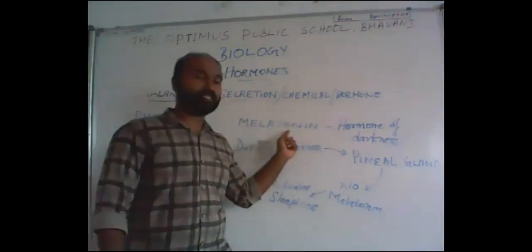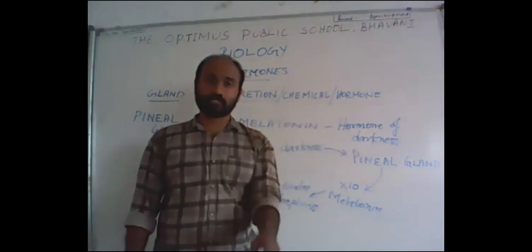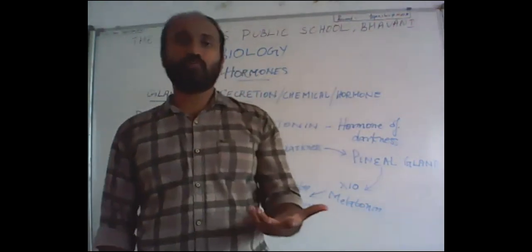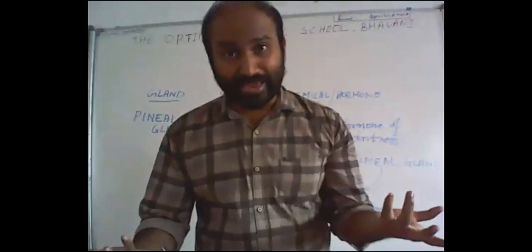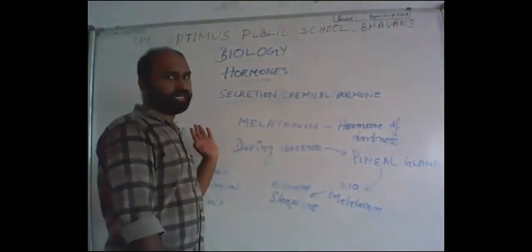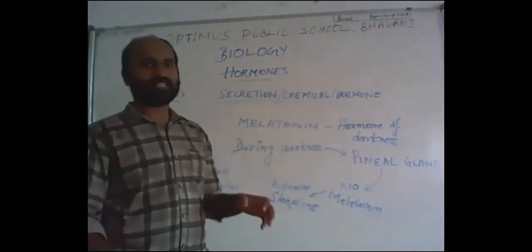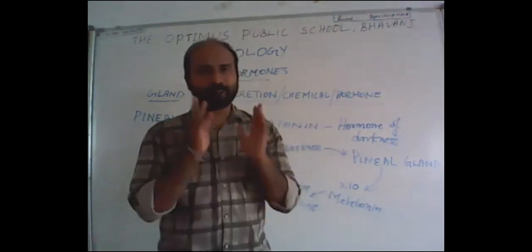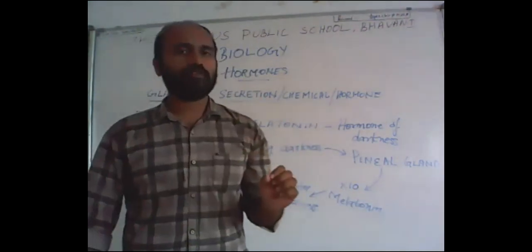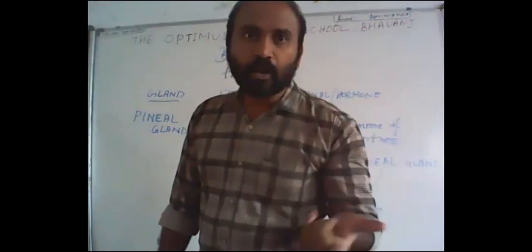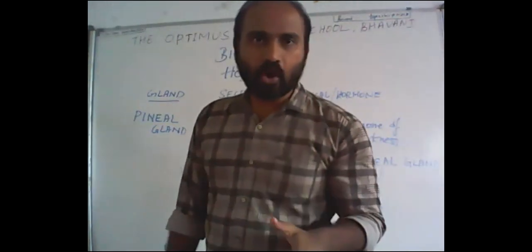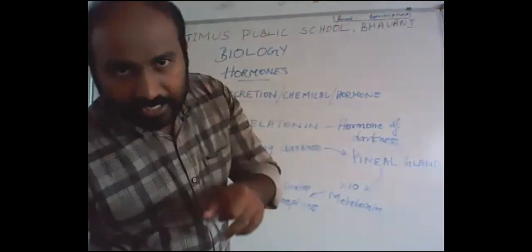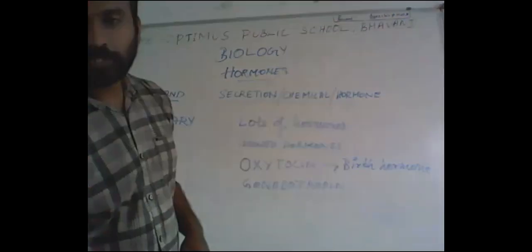Melatonin is also called the hormone of darkness. They can ask you which hormone is called the hormone of darkness and why, or what is the relation of the pineal gland and the biological clock. Understood? So pineal gland, melatonin, hormone of darkness, sleepiness, and biological clock. These are the keywords. Hope you understood this. Don't worry, I will explain the diagram once more.